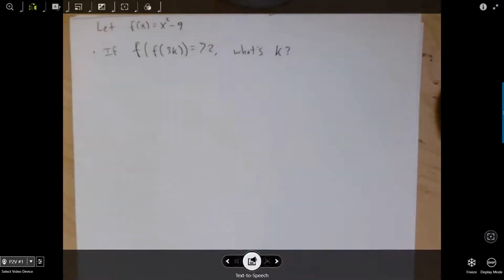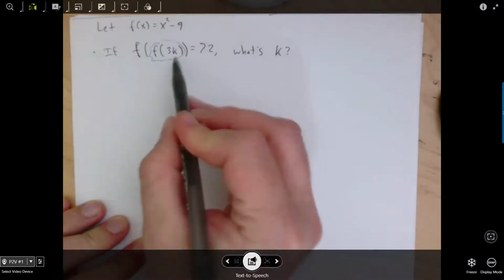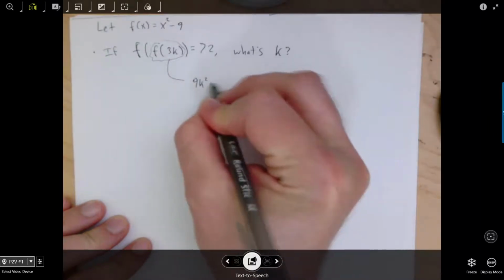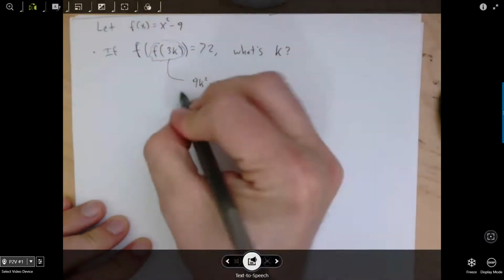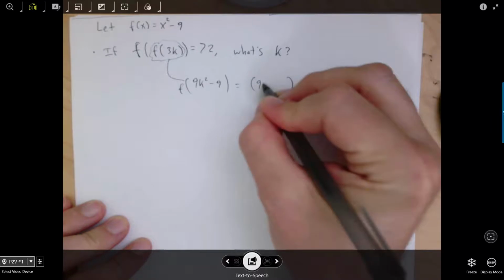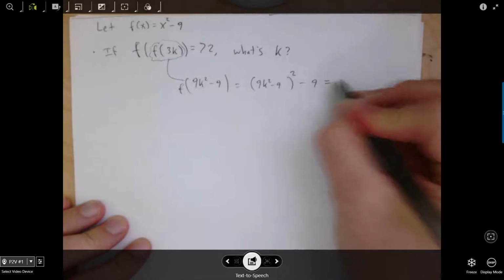Let's do another similar one. So now that we know that p is 9, I'll write f of x as x squared minus 9. What if now I told you that f of f of 3k for some number k equals 72? So what's k? It's really very much the same thing. So let's evaluate first what is this inside f of 3k. So I'll plug in 3k for x, and that gives us 9k squared minus 9. And now if I evaluate f of that, that's going to give me 9k squared minus 9 squared minus another 9. And we know that that's equal to 72.